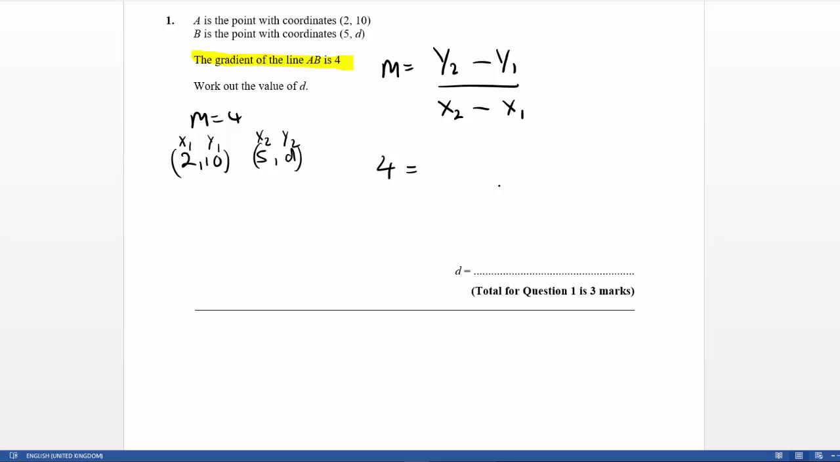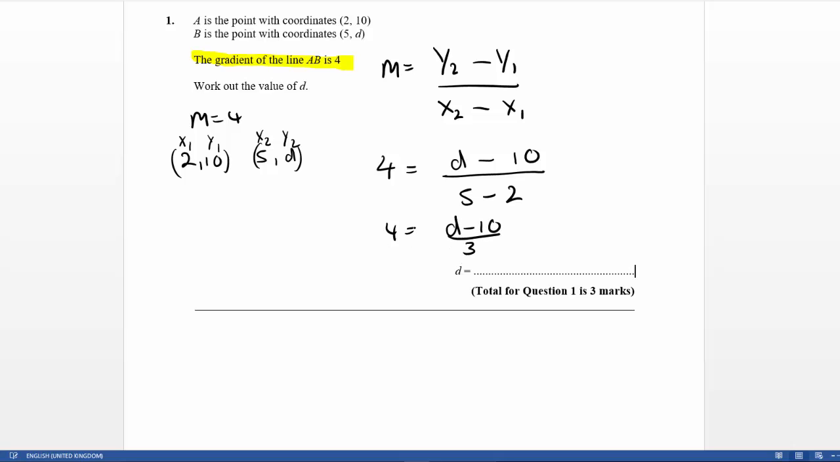So what's y2 going to be? D. Okay. You carry on, guys. You tell me what I need to do. Go ahead. Take away y1, yep, good. What now? Over x2 take away x1, good. 5 take away 2. Okay. So what's this going to simplify to give me underneath here? 4 is equal to d minus 10 over.